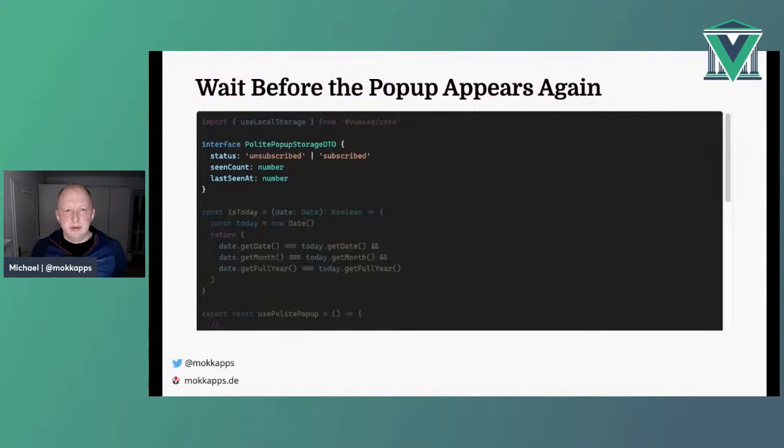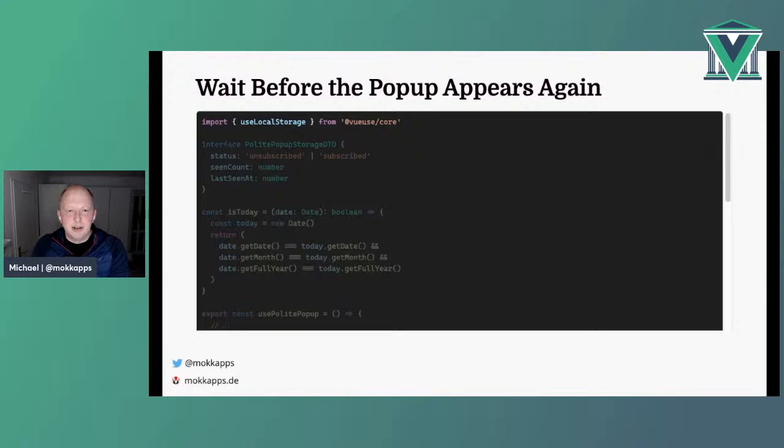So now we can show the pop-up, but we want the pop-up to be polite. So we add some logic that we wait before the pop-up appears again. Therefore, we define a TypeScript interface that contains some meta information. In this interface, we want some information like, did the visitor already subscribe or is he still unsubscribed? Additionally, we track the seen count, how many times he has already seen the pop-up, and the last seen at timestamp to store the information when he has last seen the pop-up.